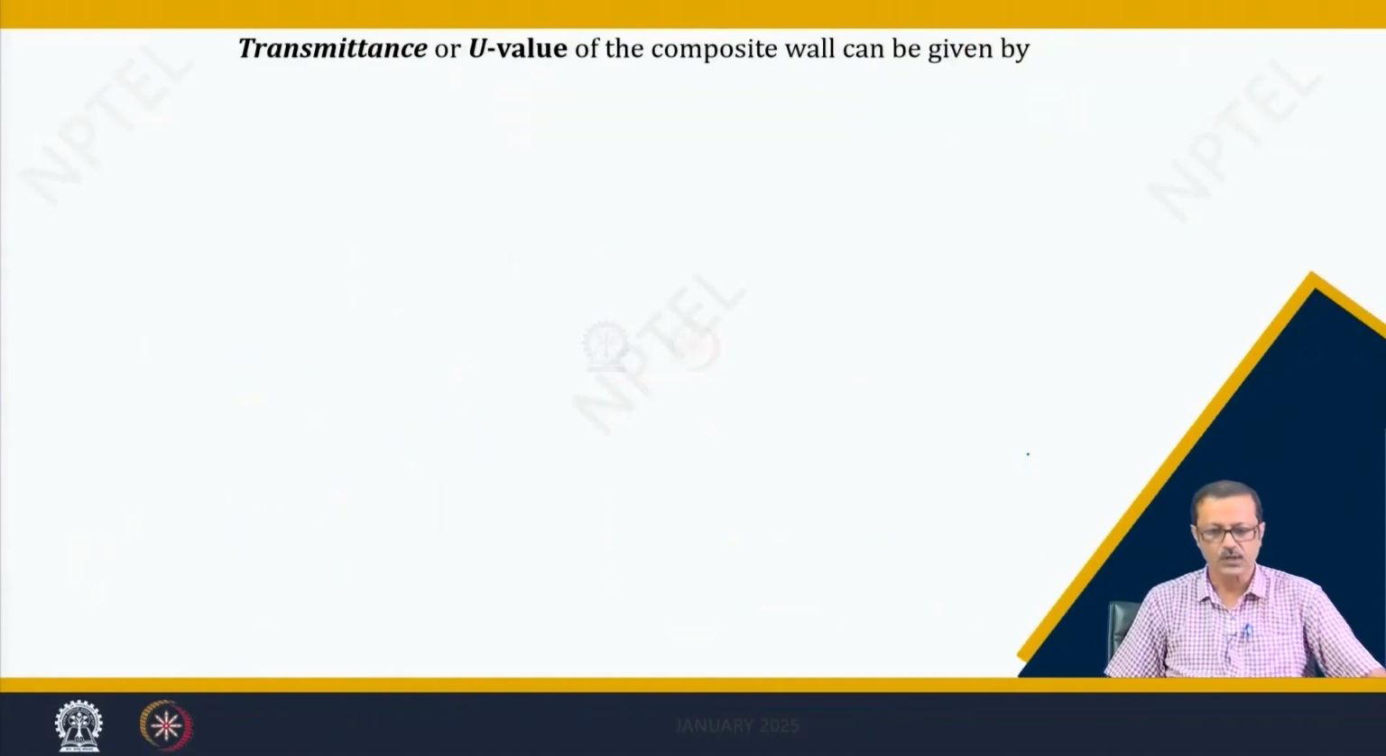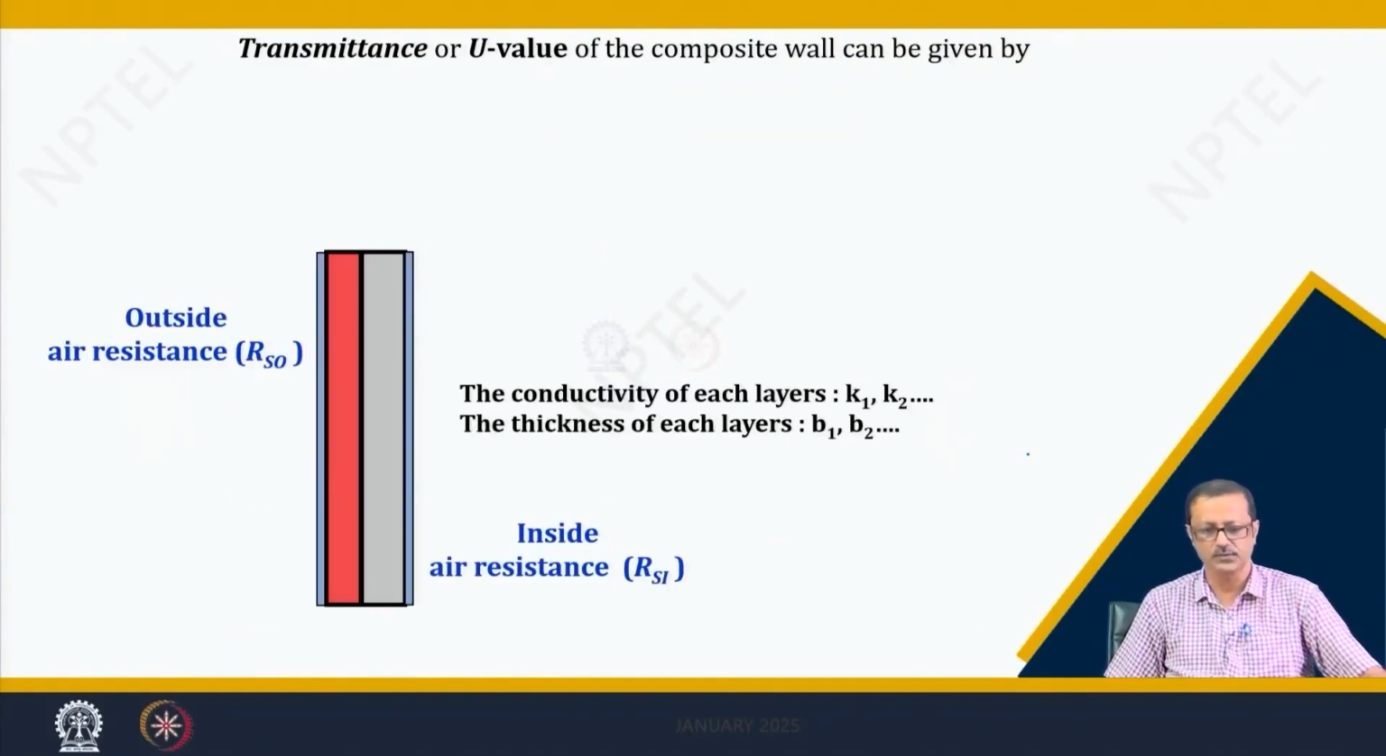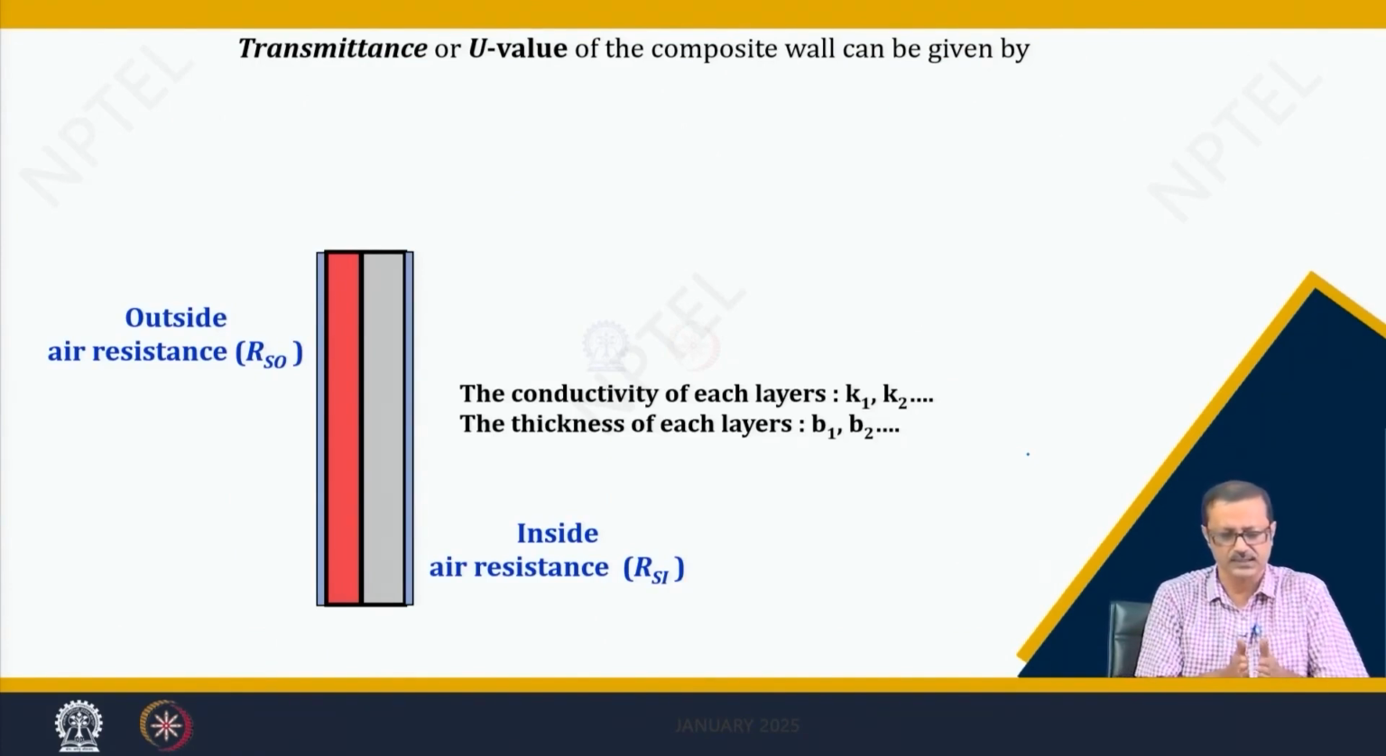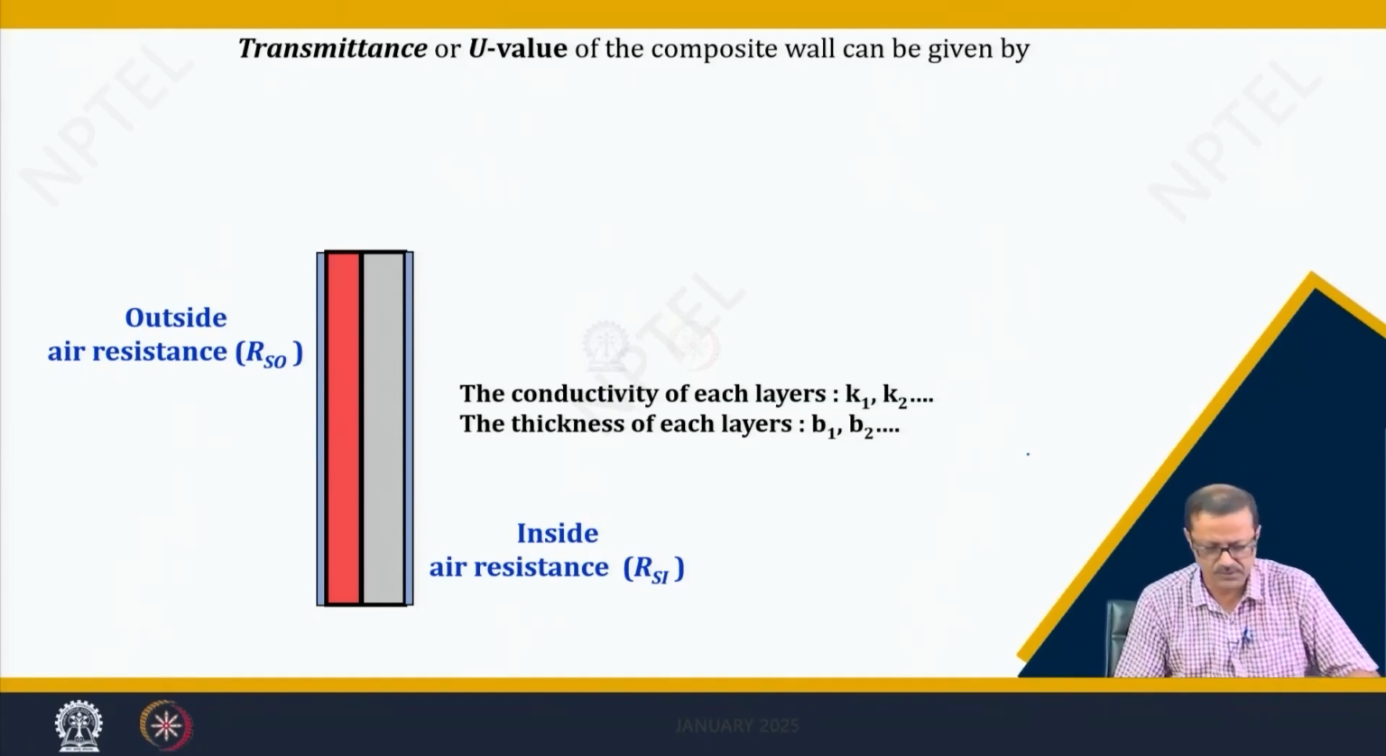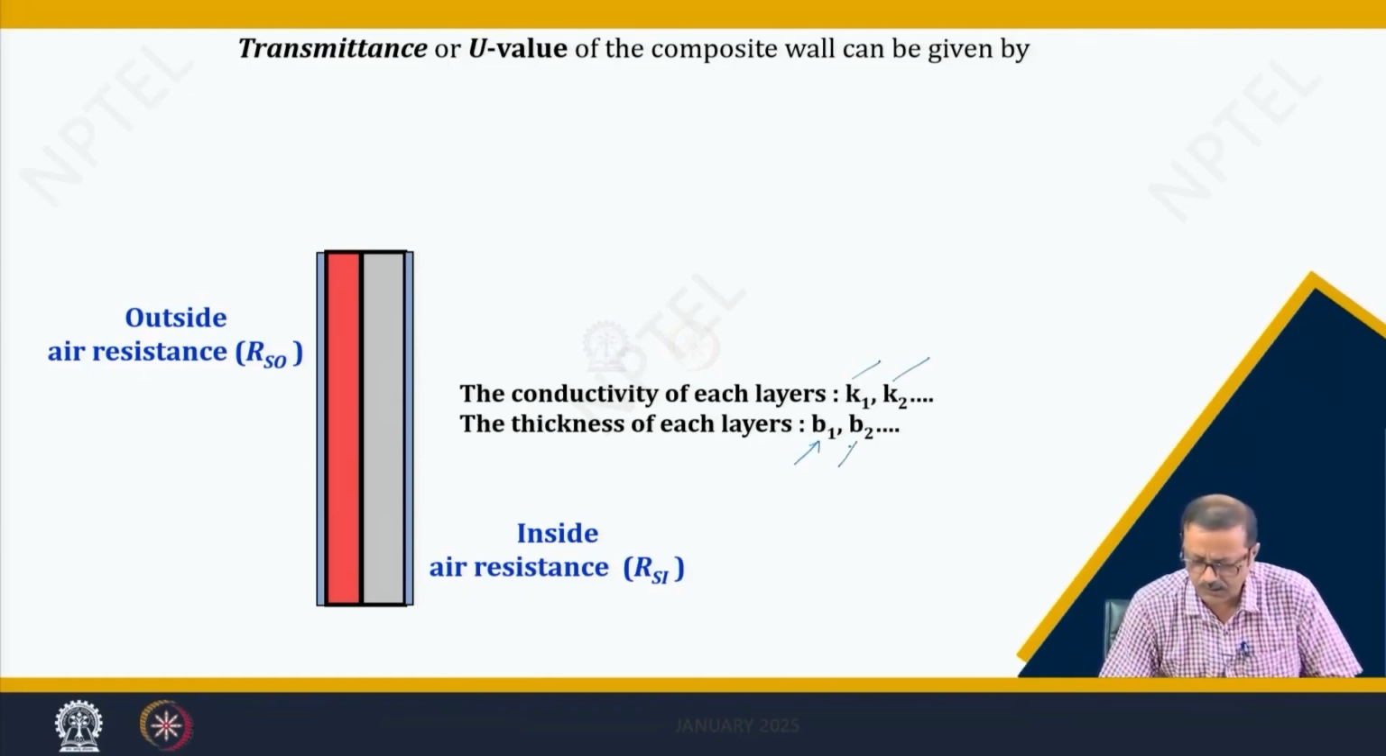So, for the composite U value, what is the formula or equation? You see this is a cross section of a wall I have shown, and it has two materials. Suppose there is a red color material and another color material. The two materials have two different K values; maybe it is brick, plaster, or maybe you have an air gap. They have different thicknesses, B1, B2.